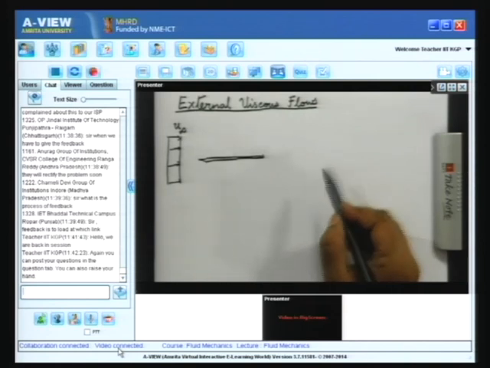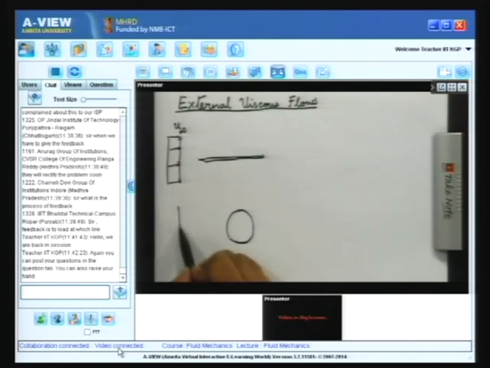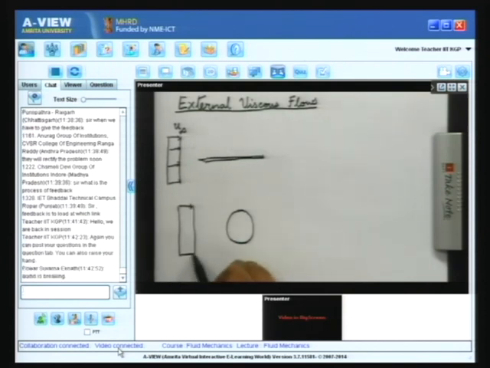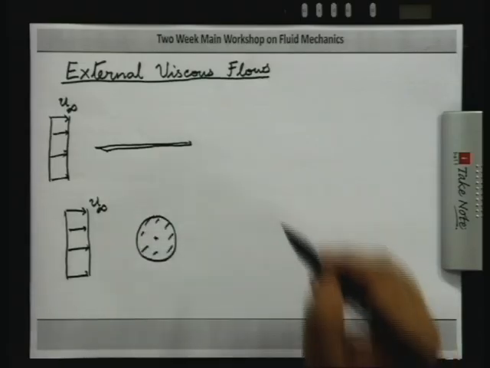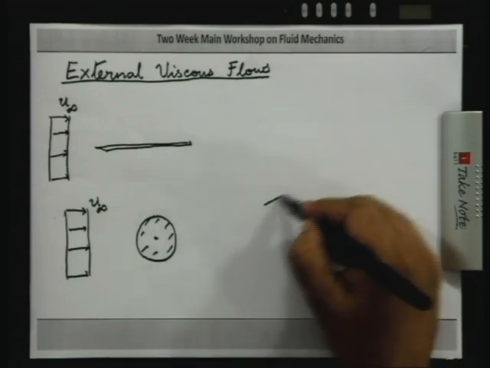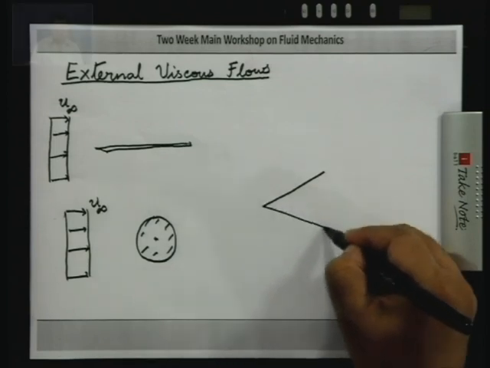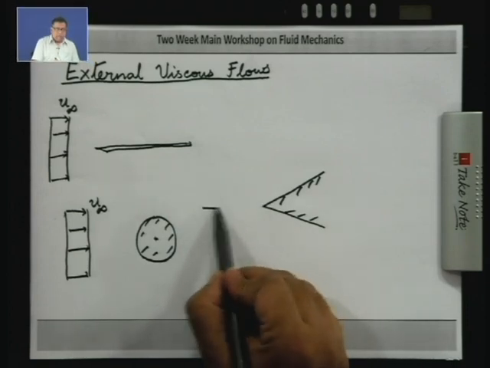Now, another typical situation could be, say, flow over a cylinder. And again we will consider a case where the upstream is a uniform flow. Now, another typical case for which exact solutions are available is flow over a wedge which is symmetrically placed with reference to the upstream flow.